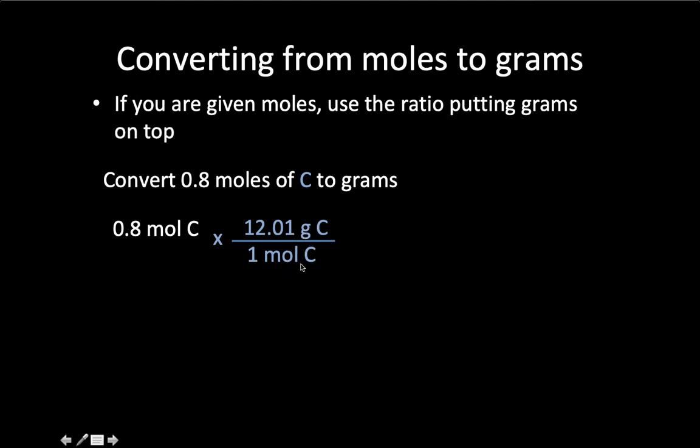The reason we put moles on the bottom is because we have moles on top here and moles on bottom here. Those quantities are going to cancel out, and that will leave us in the unit that we're looking for, which in this case is grams of carbon.